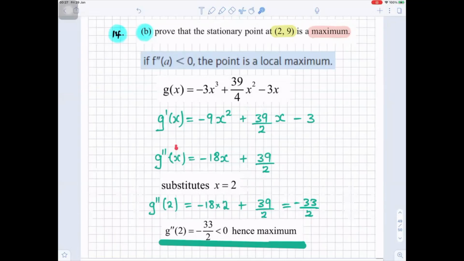You differentiate the second time. 2 times 9 will be minus 18x plus 39 over 2. Differential of minus 3 is 0. Now you substitute 2 there. Minus 18 times 2 gives you minus 36 plus 39 over 2. It gives you minus 33 over 2, which is negative. So since g double dash of 2 is minus 33 over 2, which is less than 0, hence it's a maximum point.